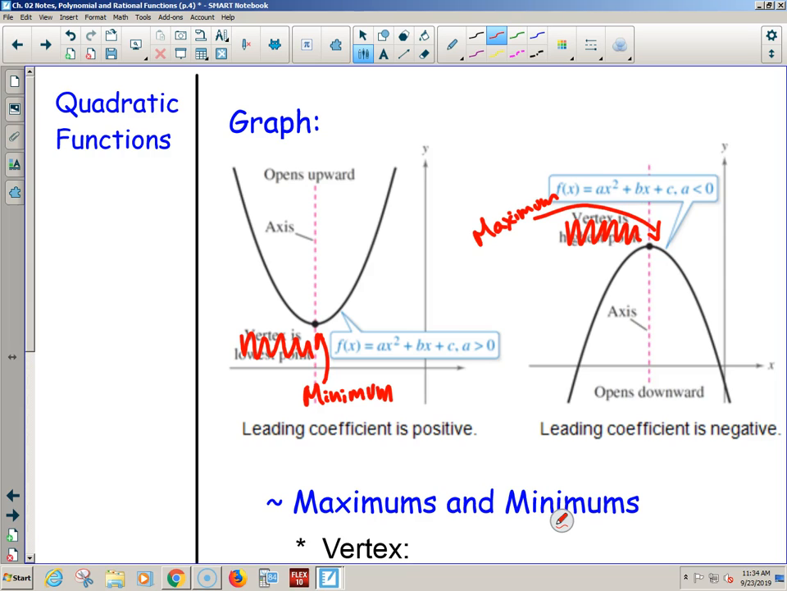Leading coefficient is positive if A is greater than 0. I have a concave up, which opens upward is okay. But I like saying that it's concave up like a cup. And then leading coefficient is negative if A is less than 0. Then I have concave down like a frown. Opens downward. That's another way of saying concave down.